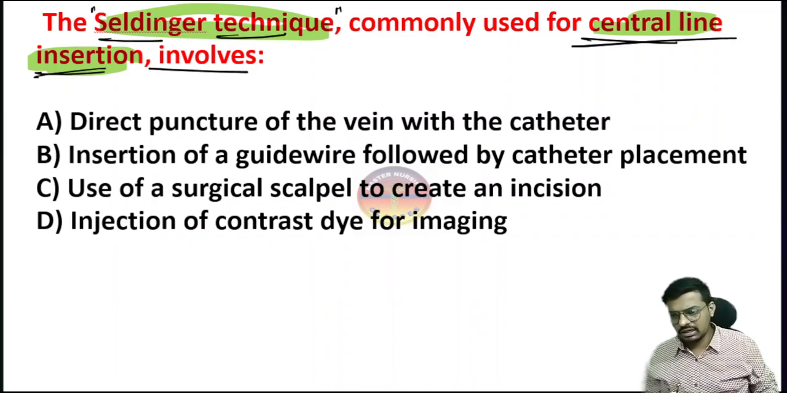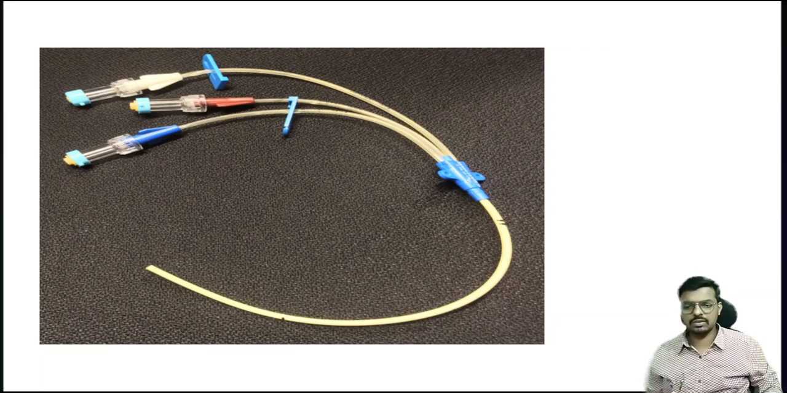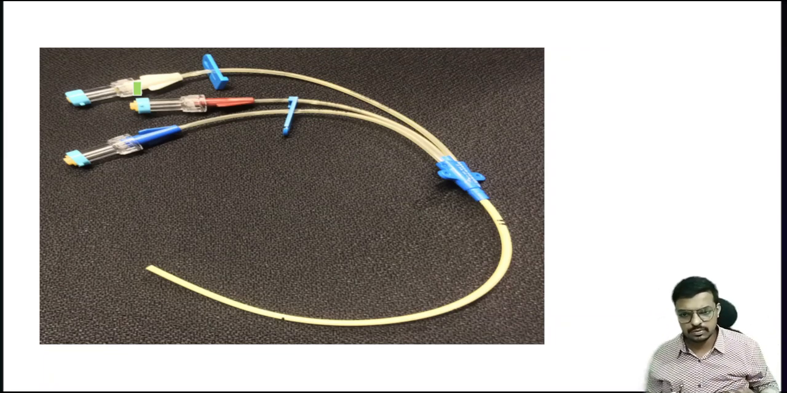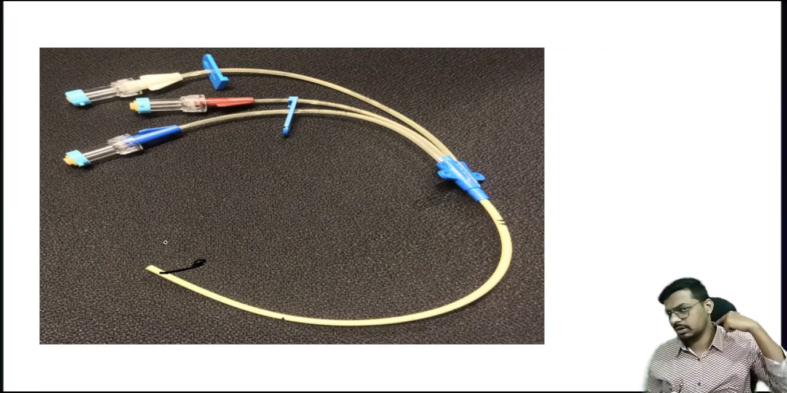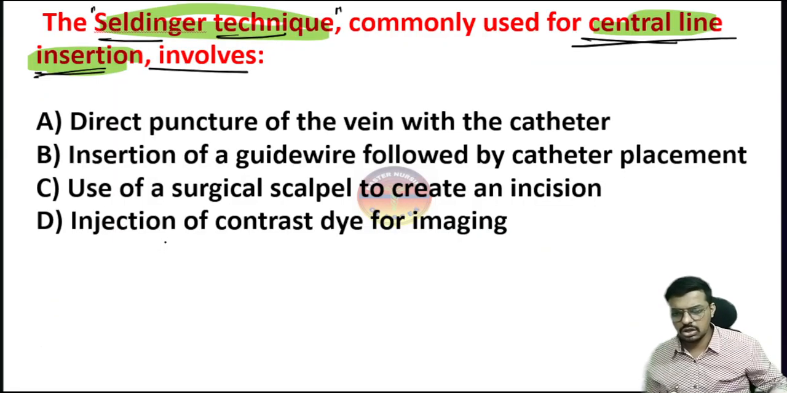Option A: directly puncture the vein with the catheter. So we are taking the central venous catheter, and with this catheter I am directly puncturing the vein. Is it possible? It's not possible, because it is a flexible plastic catheter. It is not possible to puncture the central vein using this catheter. So option A is wrong.